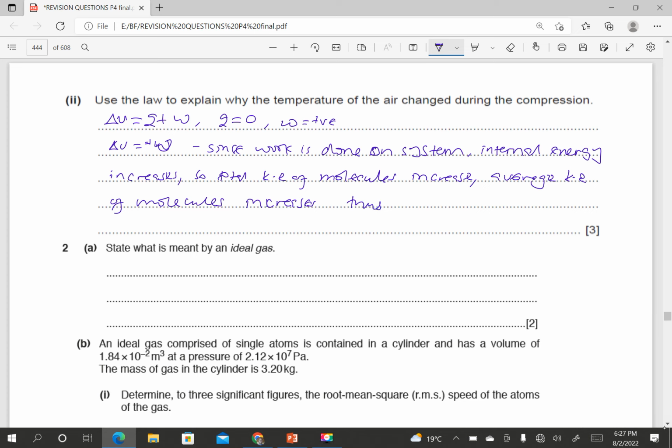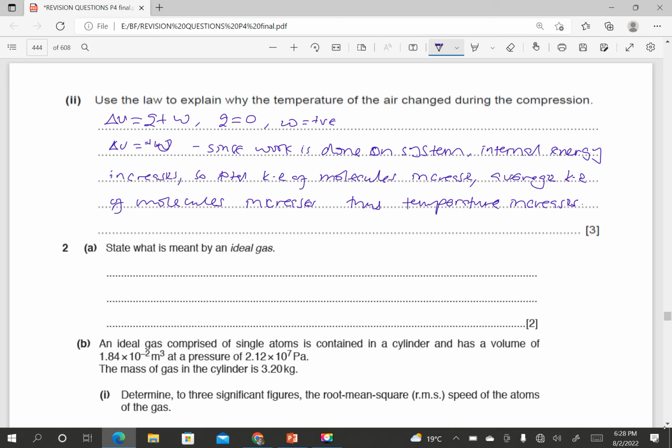Thus, temperature increases. So that is the simple account for that. You can think about it in formulas.